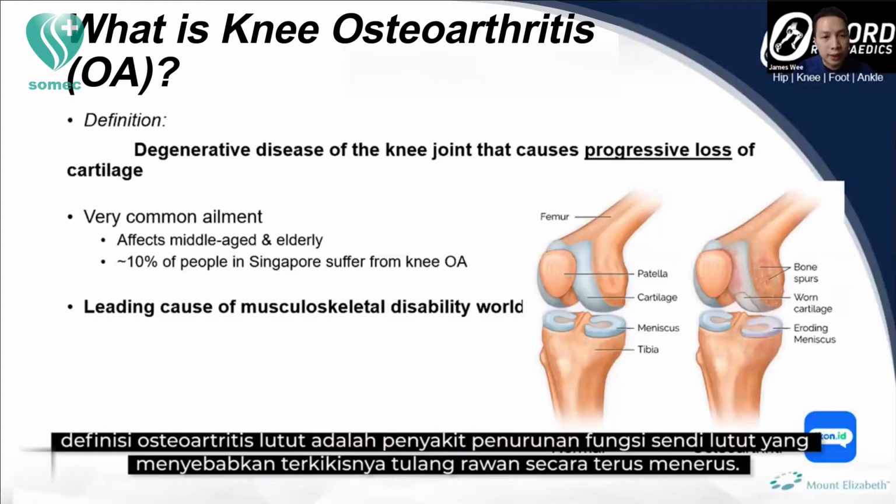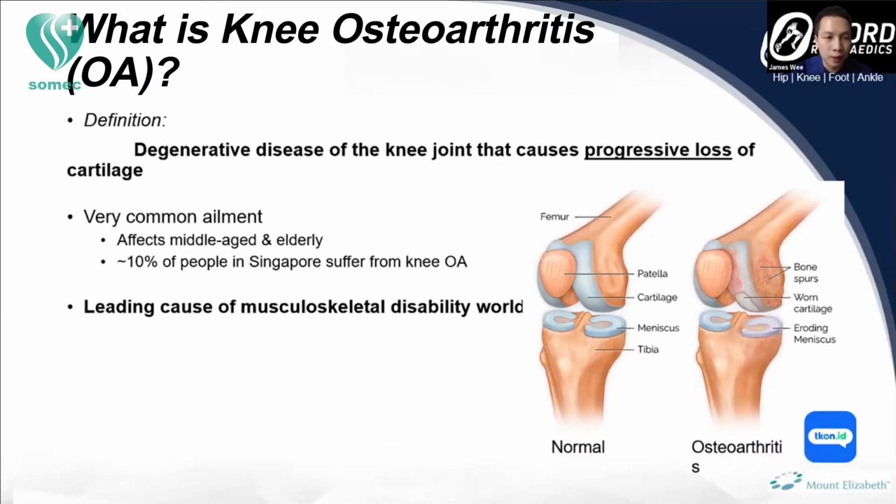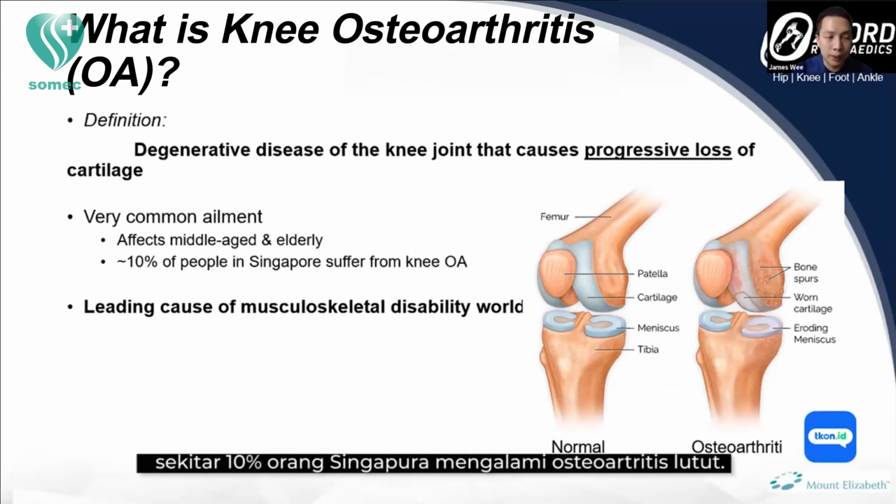Condition of knee arthritis, it's a degenerative disease of the knee joint that causes progressive loss of cartilage. This is a very common problem and it affects middle-aged and elderly people, with about 10% of people in Singapore suffering from knee arthritis. Around the world, it's probably the leading cause of musculoskeletal disability as well.